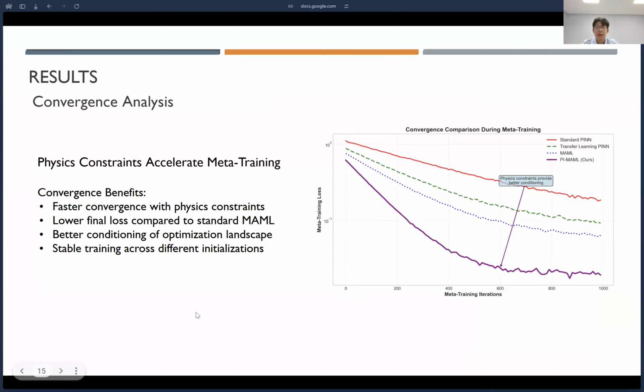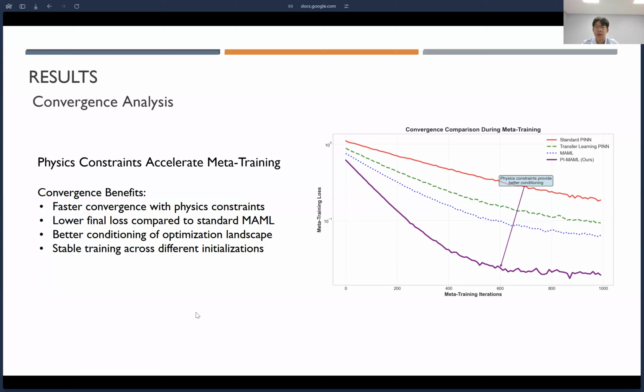And so the convergence analysis: the physics constraints accelerating meta learning. Convergence benefits include faster convergence with physics constraints, lower final loss compared to standard MAML, better conditioning of optimization landscapes, and stable training across different initializations.